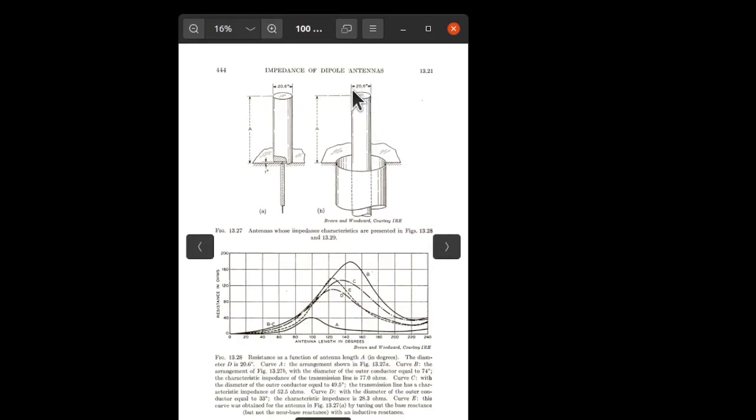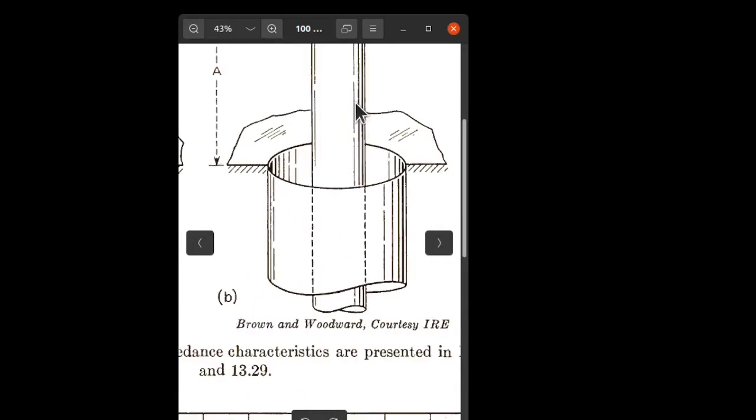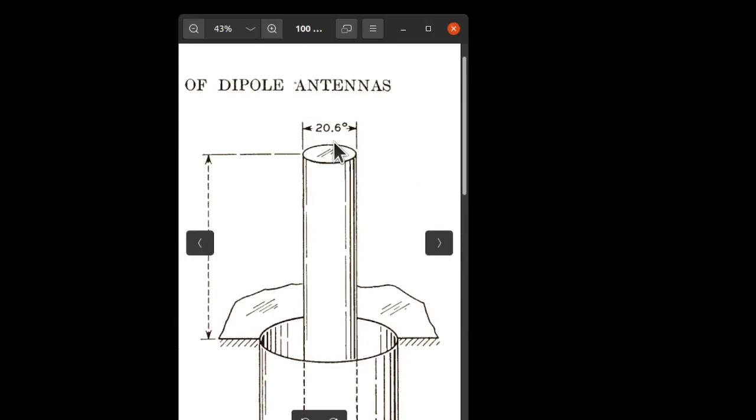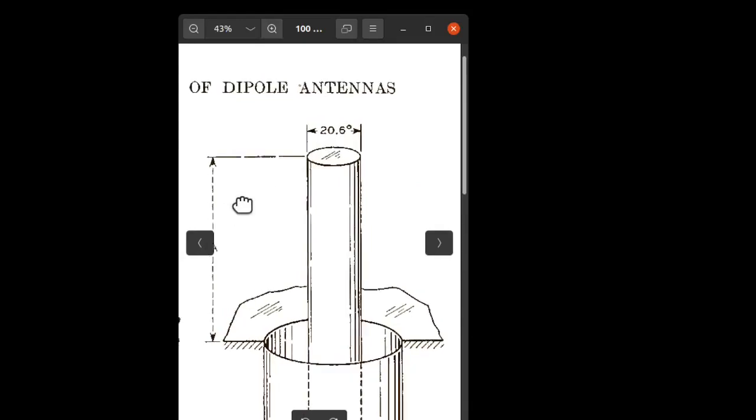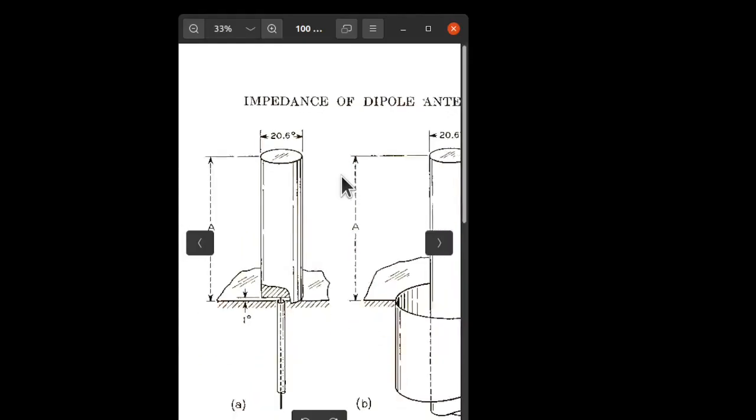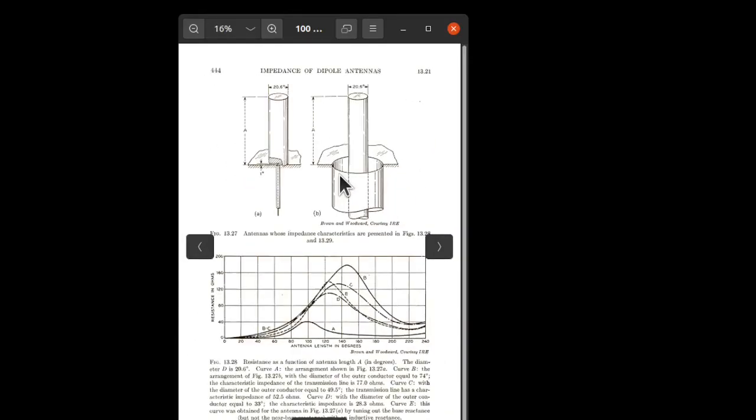In particular, we're interested in the thickness of the radiator up here in this area. Each of these are described. Let me see if I can zoom in. Here we go. 20.6 degrees. What does that mean? Well, 26 degrees is the thickness. That would be, well, let's just say that that's roughly 1/12 of a wavelength thick. Well, let's call it 1/10 of a wavelength thick.